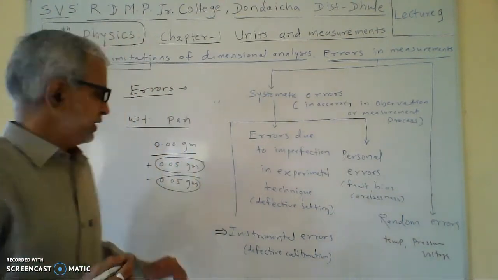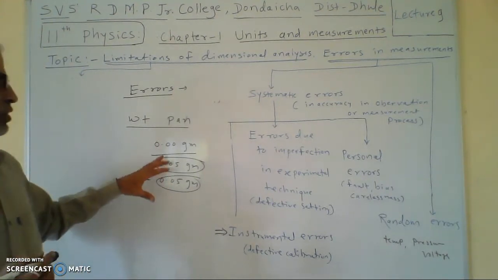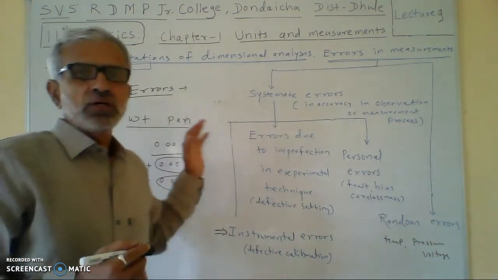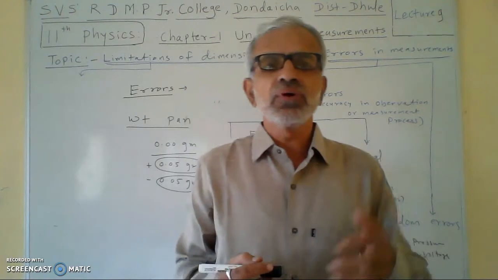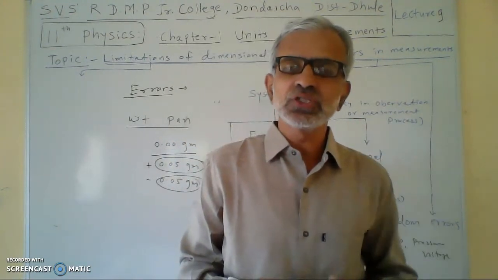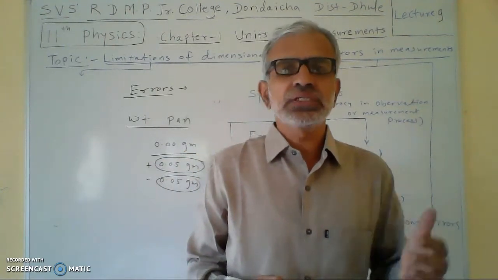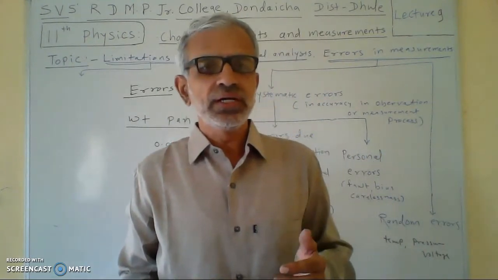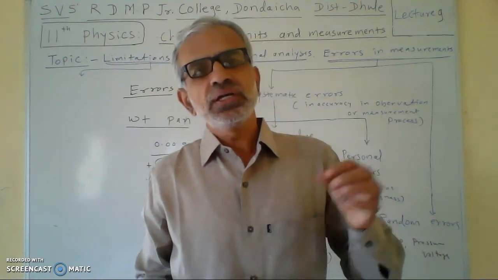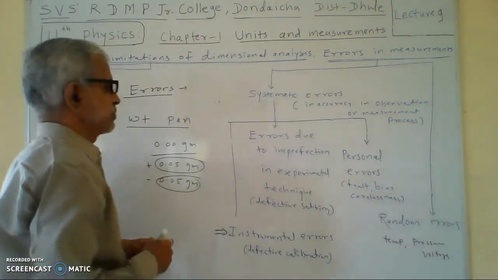This instrumental error can be positive or negative. By proper calibration, you can minimize this error. Even in a thermometer, vernier caliper, or micrometer screw gauge, there may be a small error, and those errors can be minimized or avoided. But the least count of the instrument is the error in the measurement of the instrument. Okay, so this is the first part.